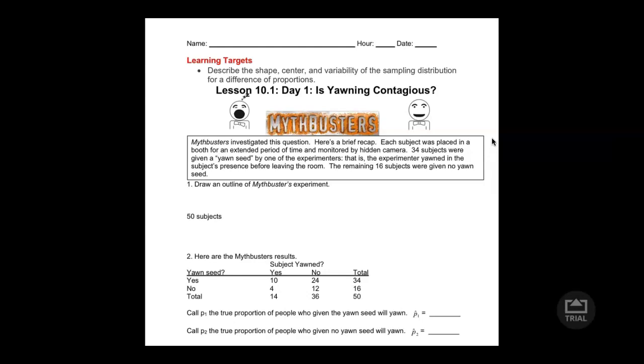Now this is going to be very similar to what we did back in Chapter 7, where we had to describe the shape, center, and variability of a sampling distribution of one statistic, a proportion or a mean.